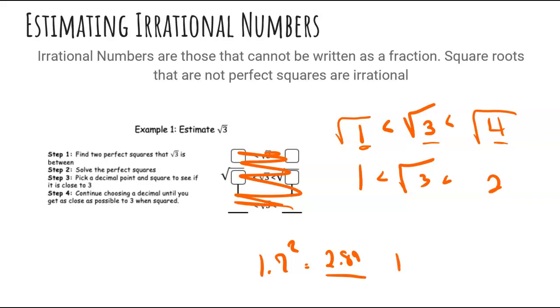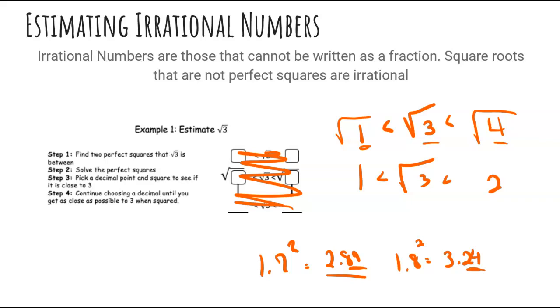So let's do 1.8 and see if it's closer or further away. And when we do 1.8 times 1.8, we get 3.24. Okay, this number is 0.24, 24 hundredths away from 3. This one is 11 hundredths away from 3. So 1.7 is a little bit closer.